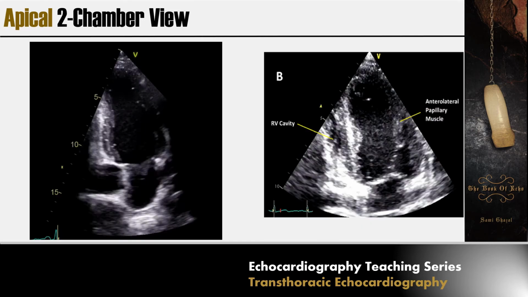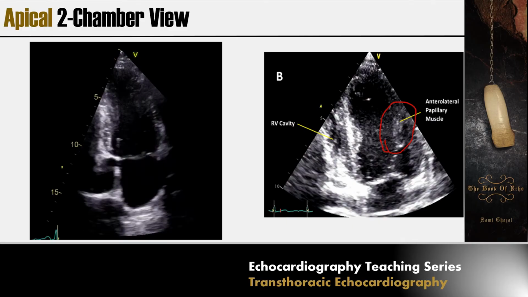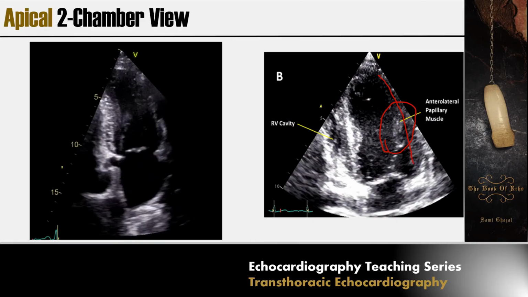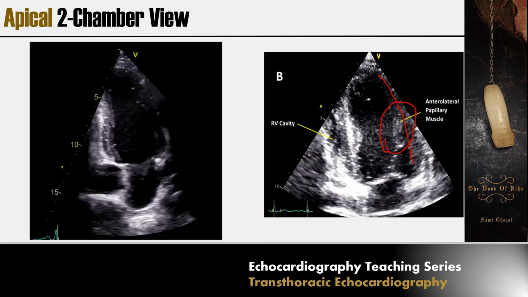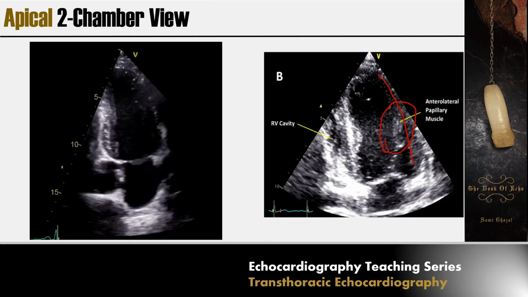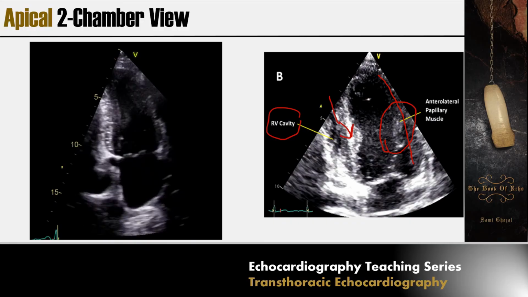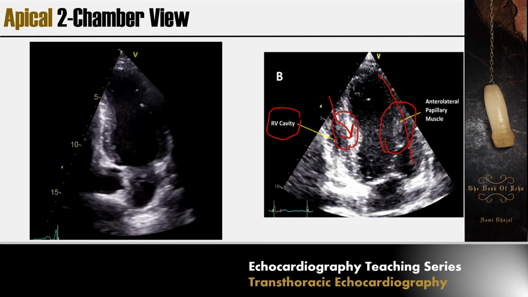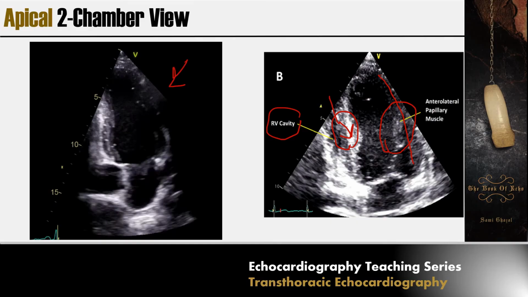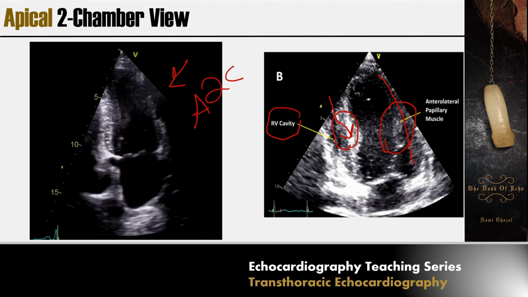So in this example here on the right, you can see a papillary muscle. So it means that this is not the true anterior wall, and this is not a proper apical 2-chamber view. At the same time, you see a cavity here, which is the RV cavity. So it means this is not the inferior wall, it is the inferoseptum. This one here is a proper apical 2-chamber view.